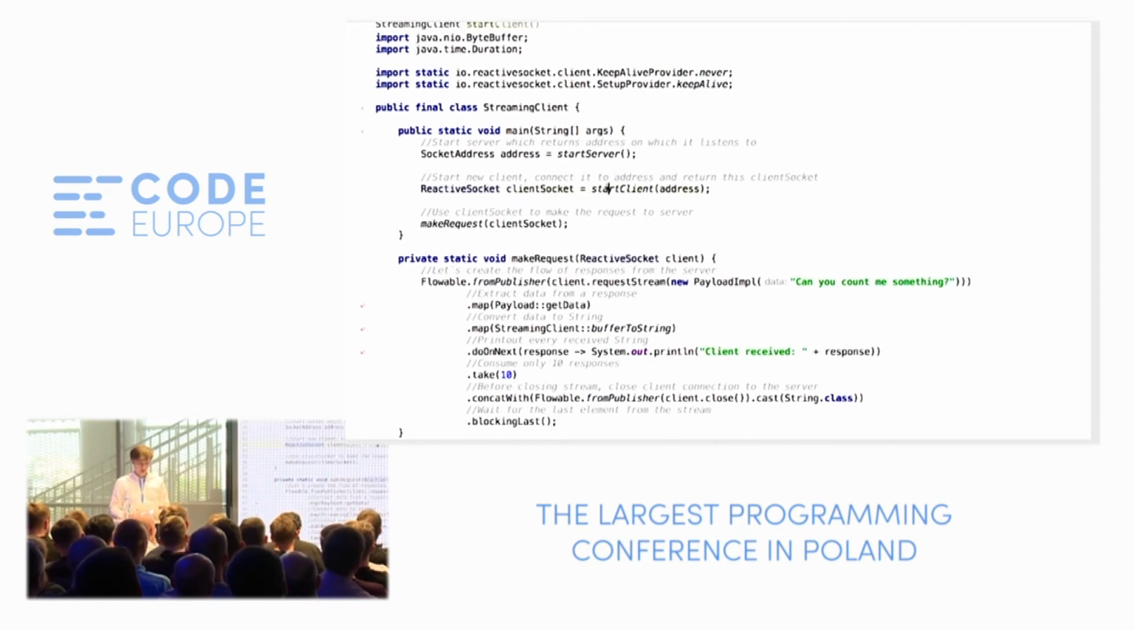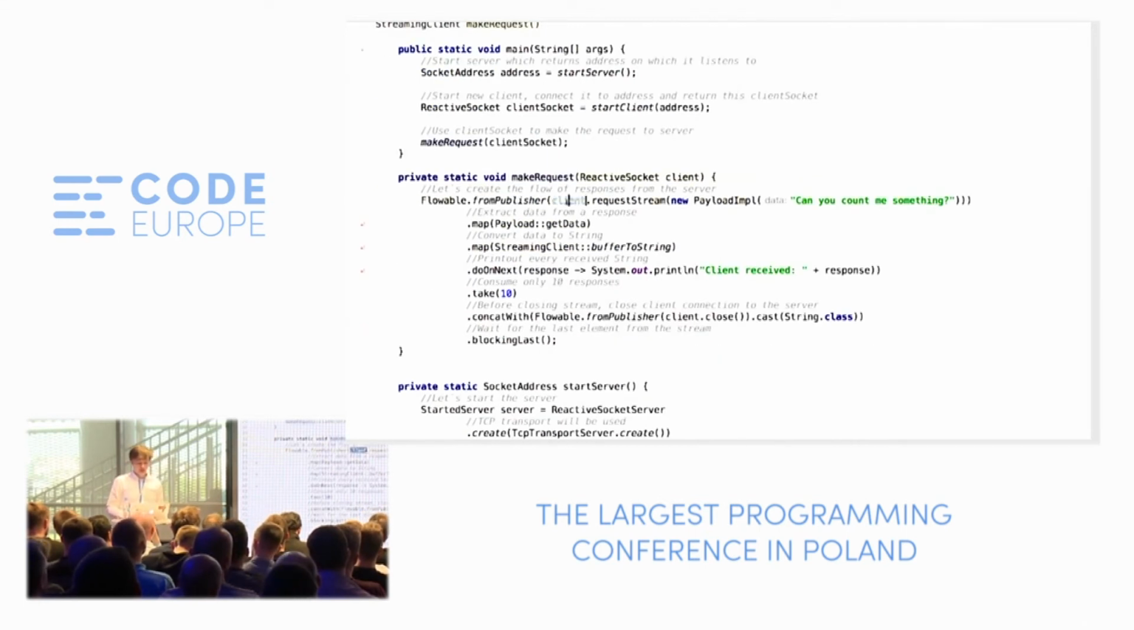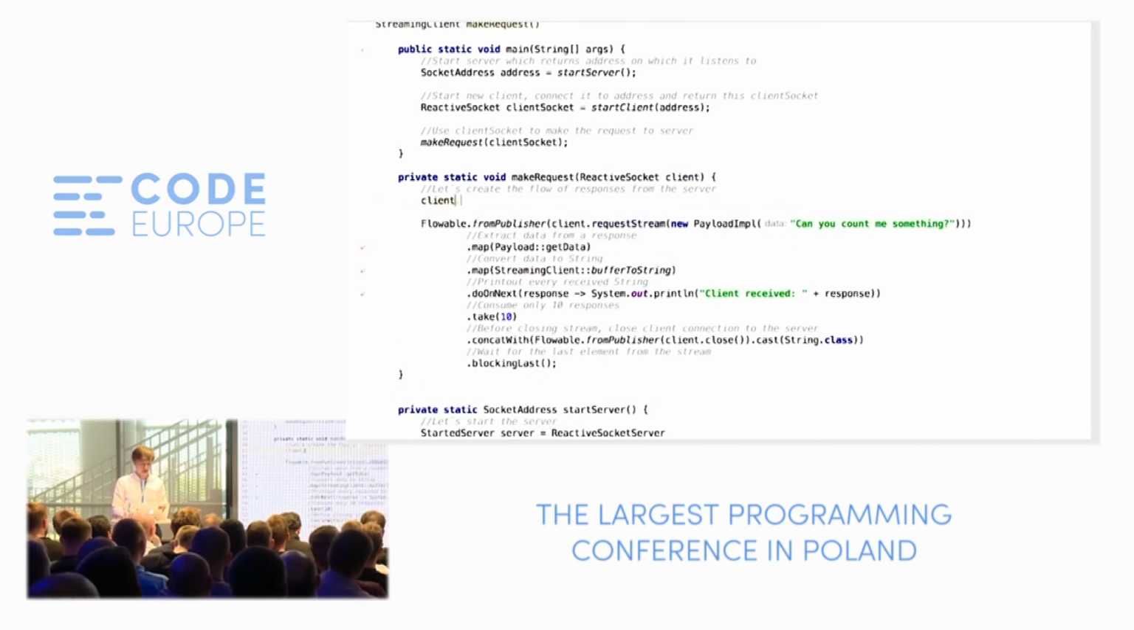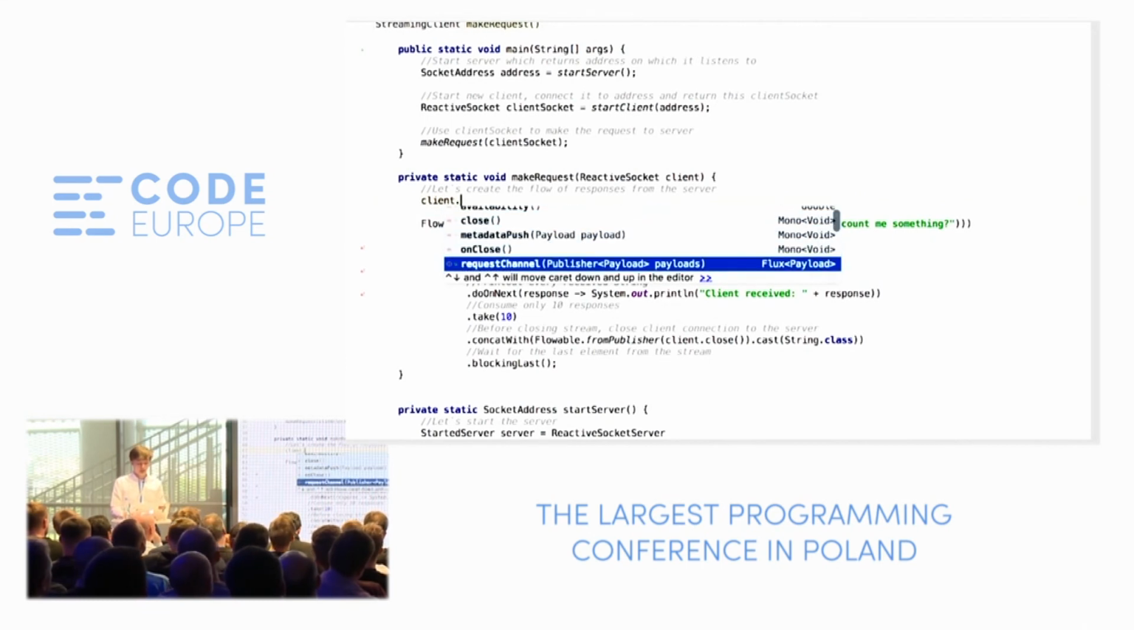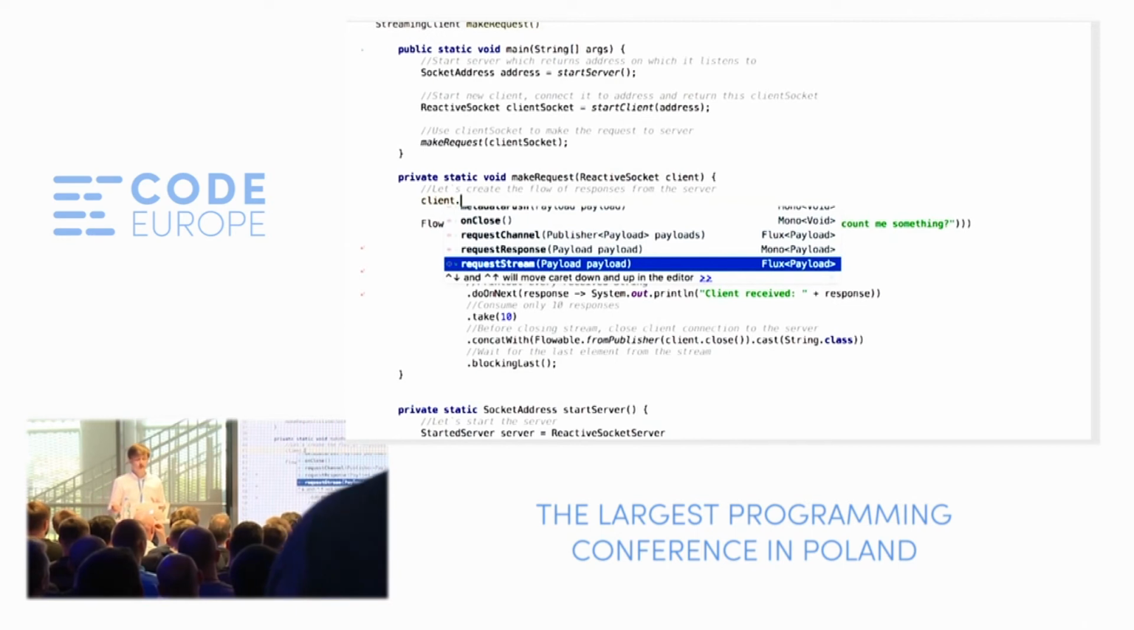Okay, so here we have a start server, here we have a start client, and right now we can make some requests. So let's see how we can make a request. We are using the client, and on the client we can invoke fire and forget, request channel, request response, request stream. This is the API which I have shown to you before. All these communication methods we can use, and it only depends on the server side which of them are implemented, and we will see later how I have implemented them.